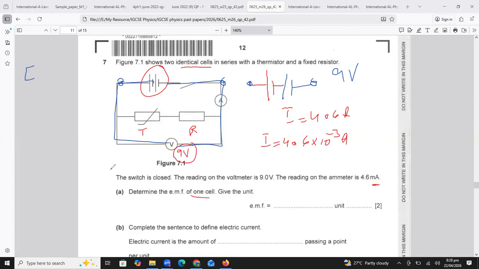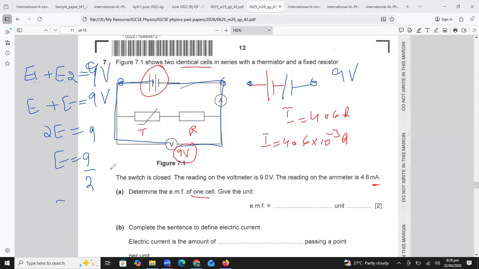The EMF of cell 1 plus EMF of cell 2 is equal to 9 volt. Each cell is identical, so we can replace E1, E2 with the letter E. So E plus E is equal to 9 volt, so 2E is equal to 9 volt. The EMF of each cell is 9 divided by 2, so we will get 4.5 volt. So one cell EMF is 4.5 and the unit of EMF is volt.